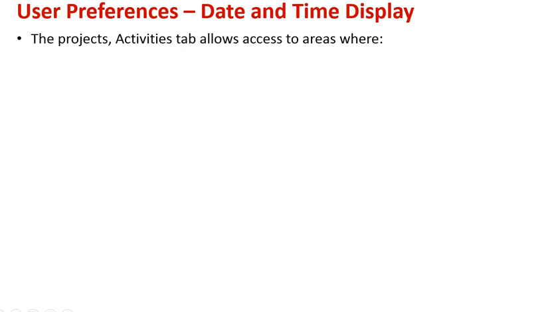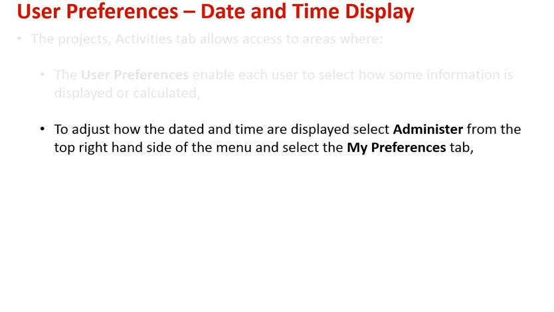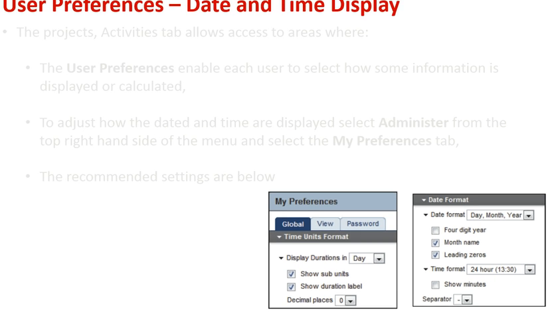So user preferences, as I said before, from the administration area, you can set your own user preferences. Also, the project's activities tab allows access to areas where the user preferences enable each user to select how some information is displayed or calculated. To adjust how the date and time are displayed, select Administer from the top right-hand side of the menu and select the My Preferences tab. Sometimes there are different recommended settings. You can have your own setting, but some of the recommended settings are shown here. So you can change all of these settings, the month's name, leading zeros there.